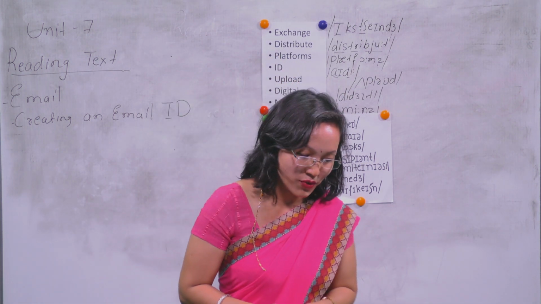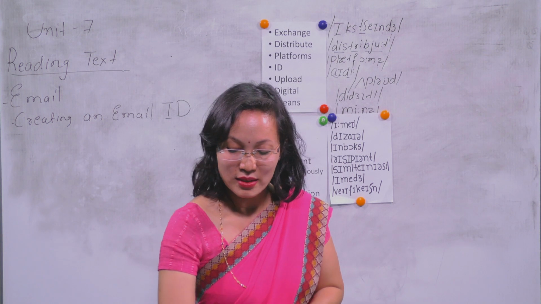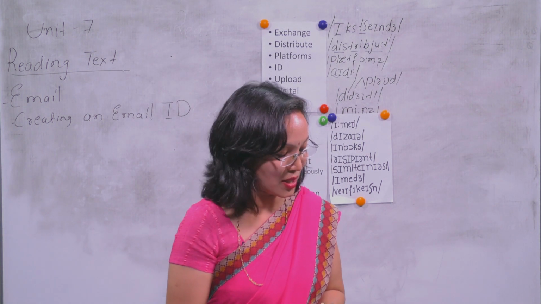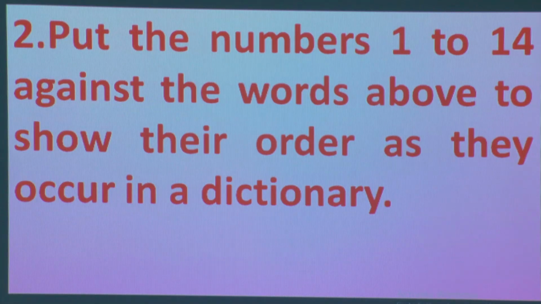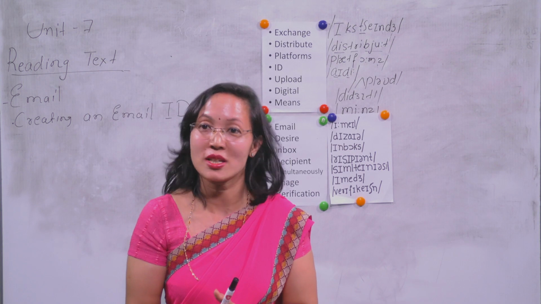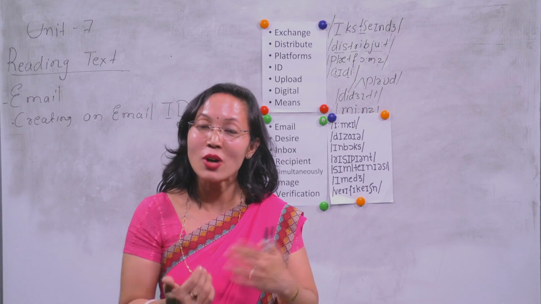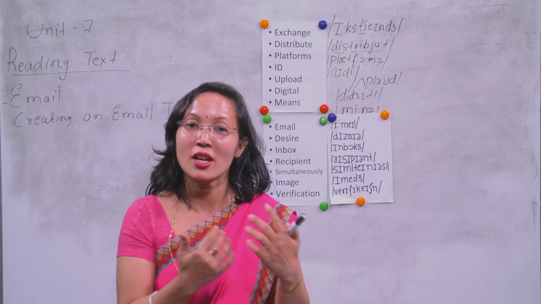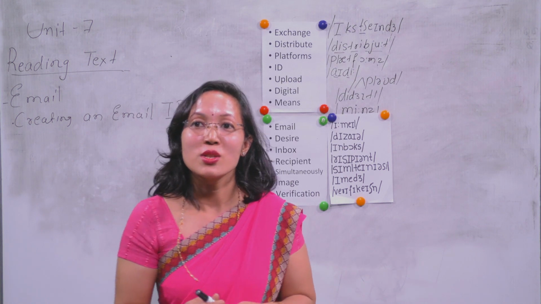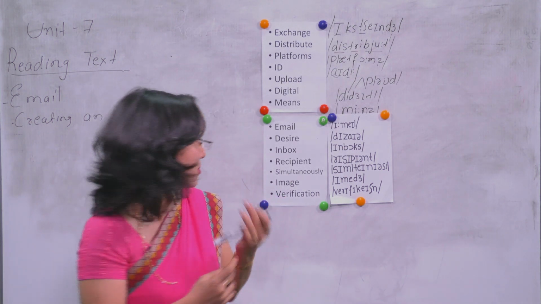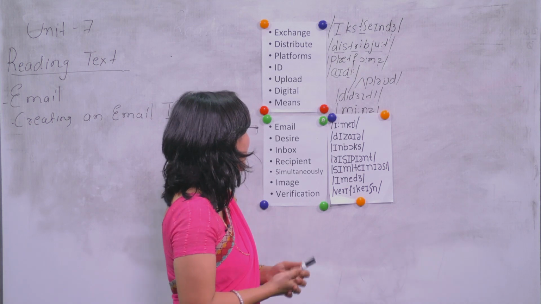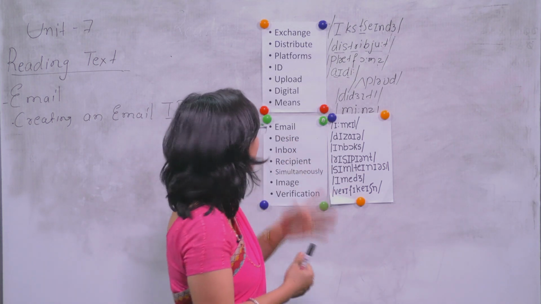Now let's get ready for the second exercise, that is about numbering. Put the numbers 1 to 14 against the words above to show their order as they occur in a dictionary. I think, dear students, you know alphabetical order. So alphabetical means how the letters, A to Z, come in the dictionary. So A to Z, what is the first one, what is the second one? So I think you have no problems.